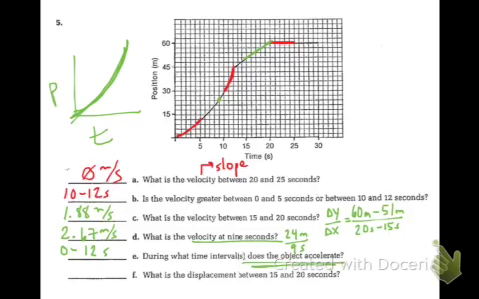And what is the displacement between 15 and 20 seconds? You just simply look up 15 seconds, you simply look up 20 seconds, and you take the differences between their displacement. So we've got 60 meters is what we've covered after 20 seconds. After 15 seconds, we've covered 51 meters. So in those 5 seconds, we've covered 9 meters.